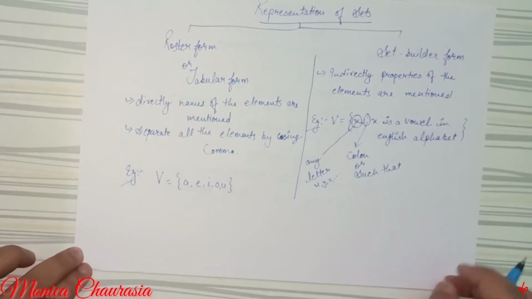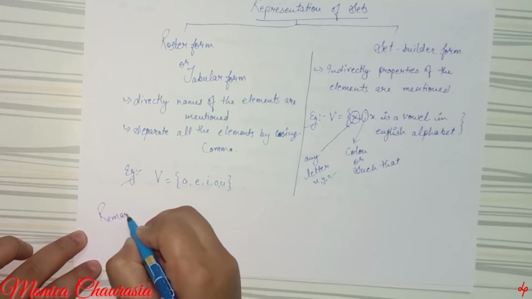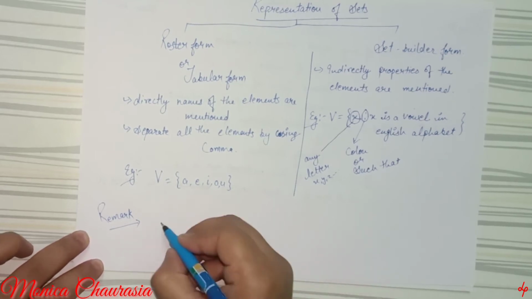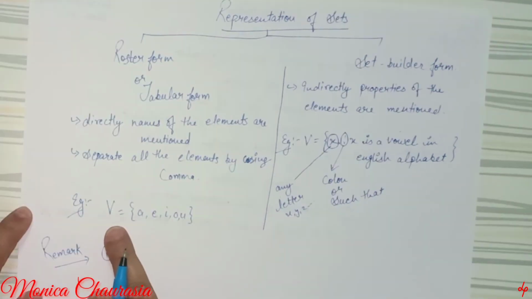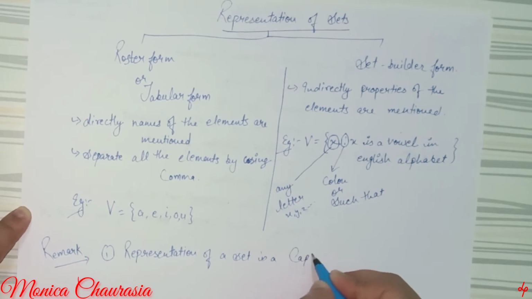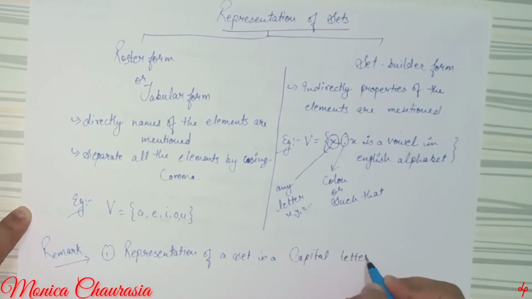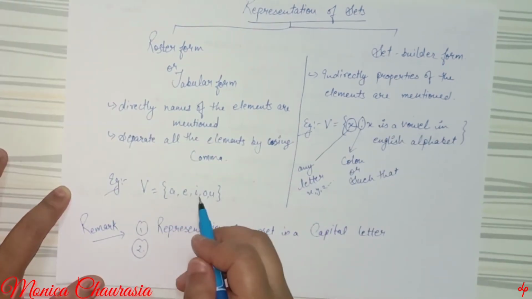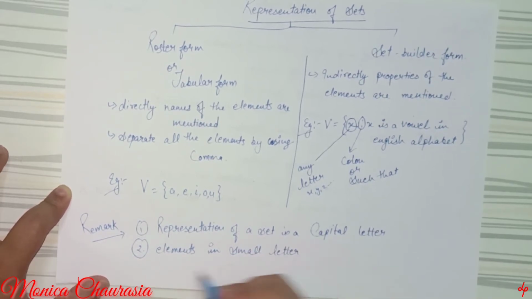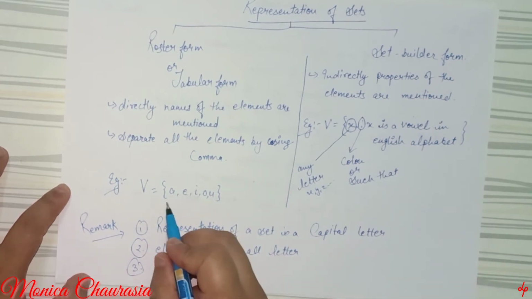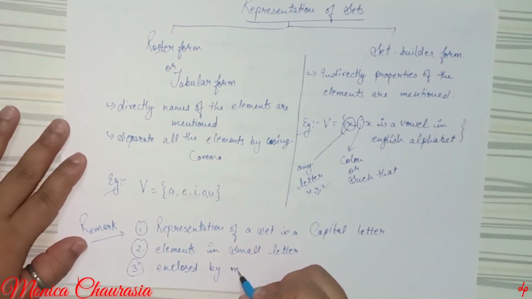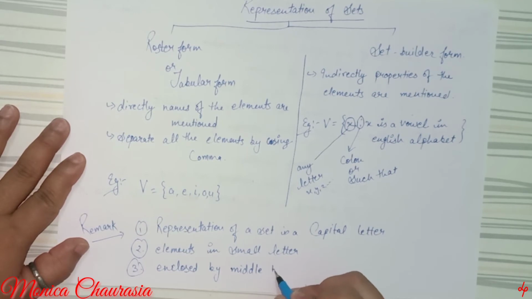So, remark, what we see in both the forms is that, first, we always use a capital letter to represent a set. Second, elements are in small letters. And the third part is we use a middle bracket to enclose the elements. Set is enclosed by middle bracket.